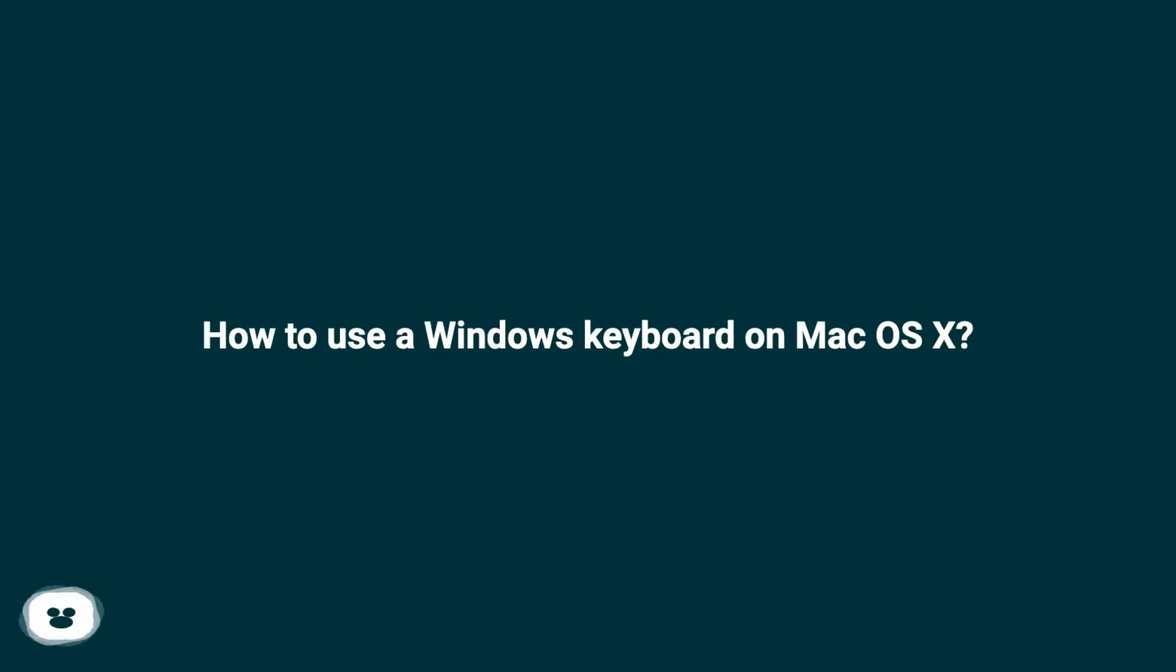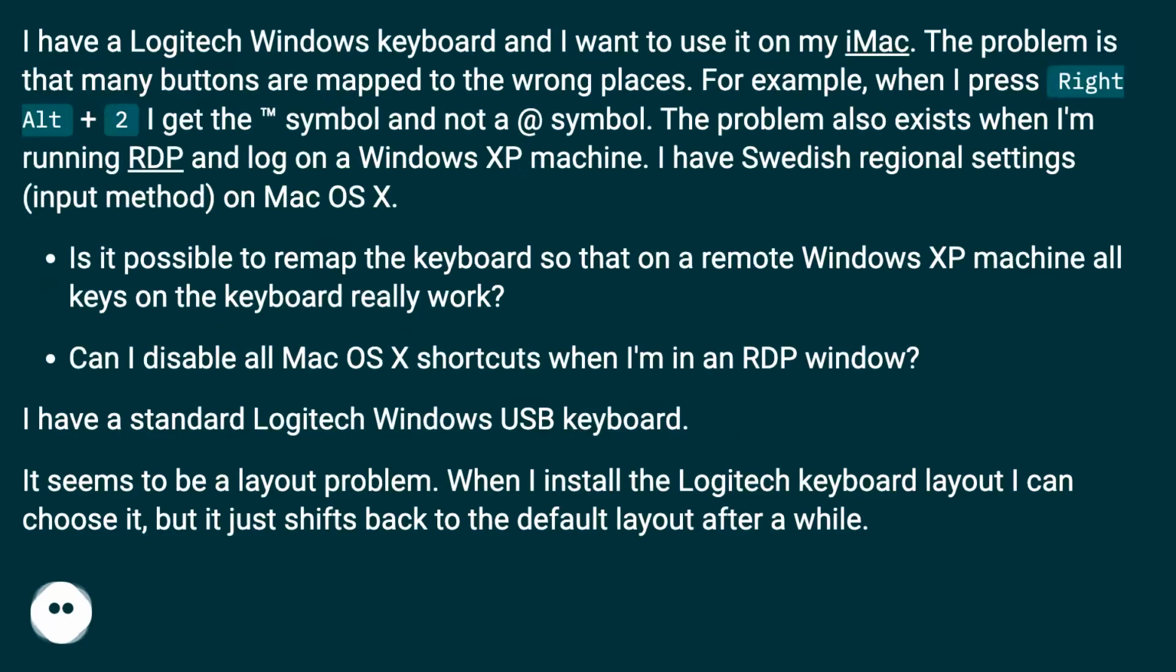How to use a Windows keyboard on Mac OS X. I have a Logitech Windows keyboard and I want to use it on my iMac. The problem is that many buttons are mapped to the wrong places. For example, when I press right Alt+2 I get the wrong symbol and not the at symbol. The problem also exists when I'm running RDP and log on to a Windows XP machine.